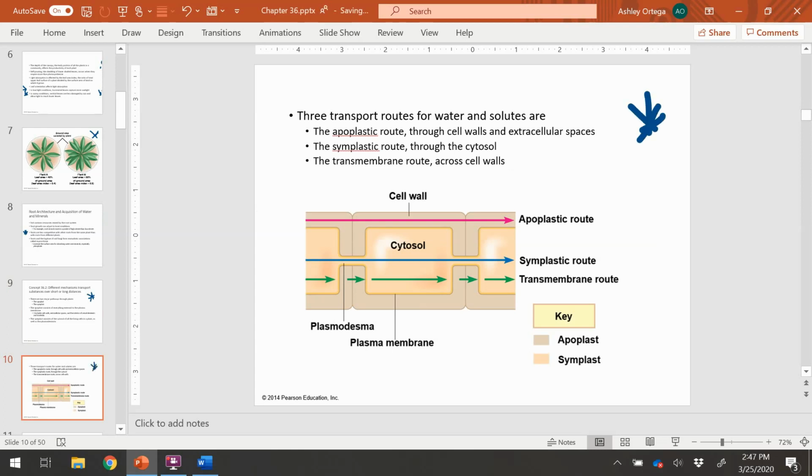There are three main routes for water and solutes to go through plant cells. And the first route is called the apoplastic route. That goes through the cell walls and extracellular spaces between cells. And so this is not a fast route. It is going to have to go through cell to cell, go through that tough outer cell wall structure, and then between cells and then to the next cell.